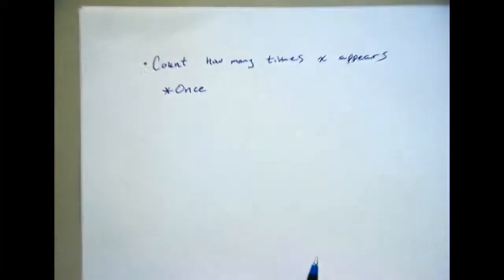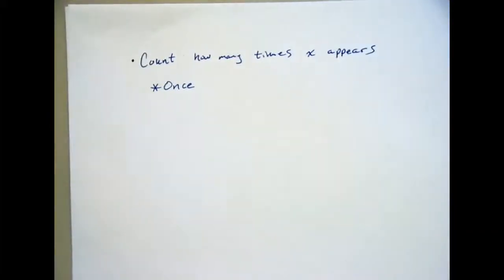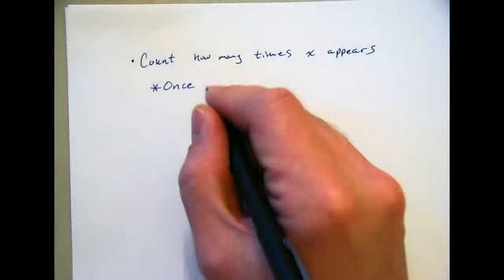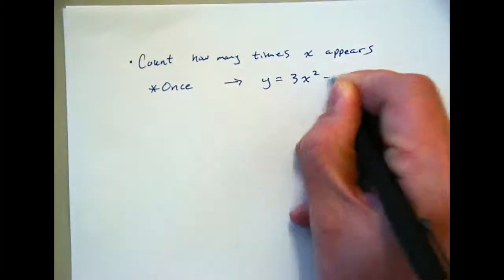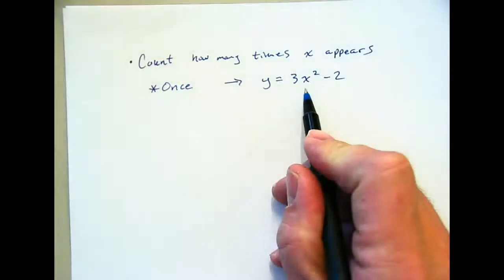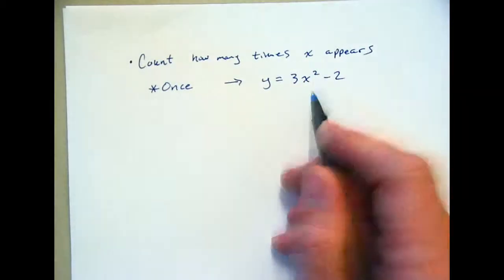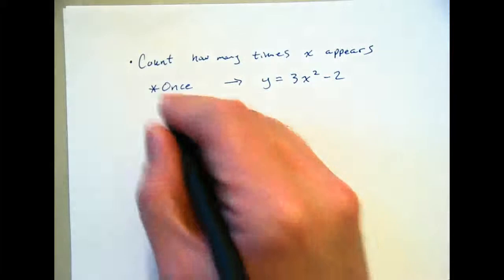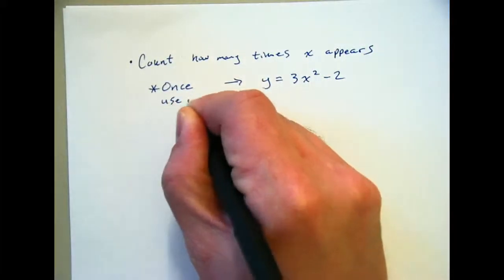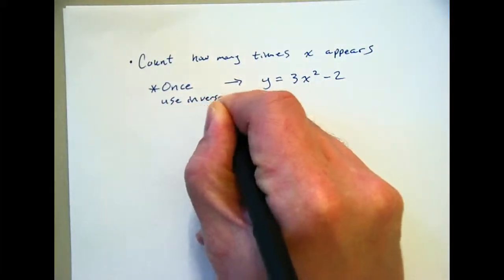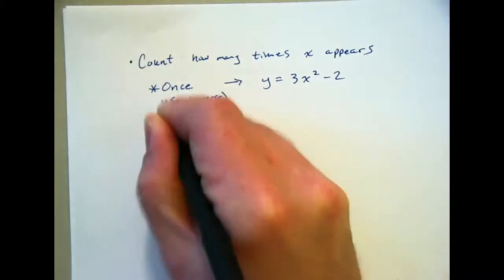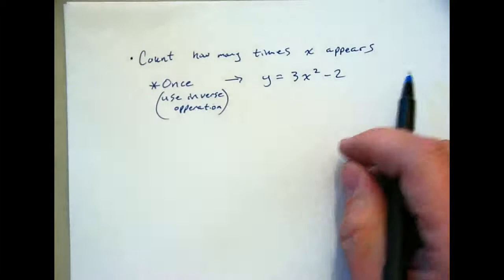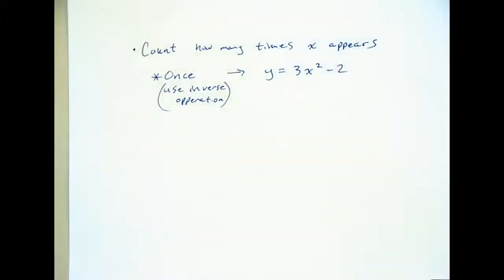For instance, if I had a problem, say like number 5 off yesterday's assignment, y equals 3x squared minus 2. X appears 1 time. We solve it using inverse operations. Most of you have heard that phrase before. Hopefully most of you know what it means, but that just means you do the opposites. You solve it like a normal equation.